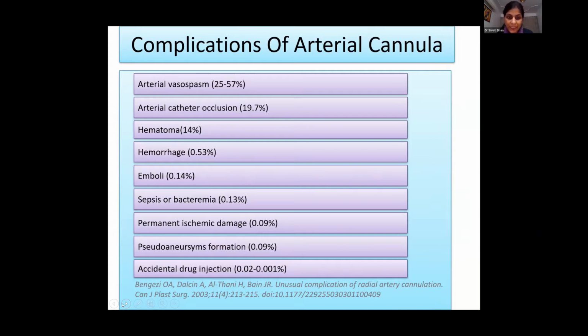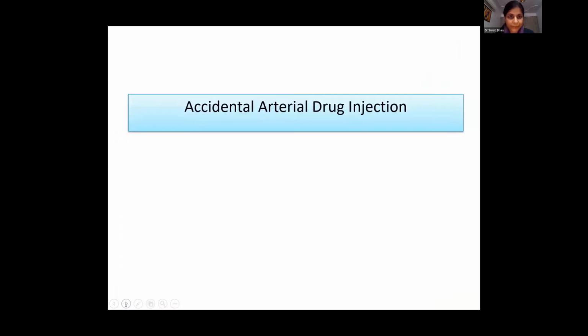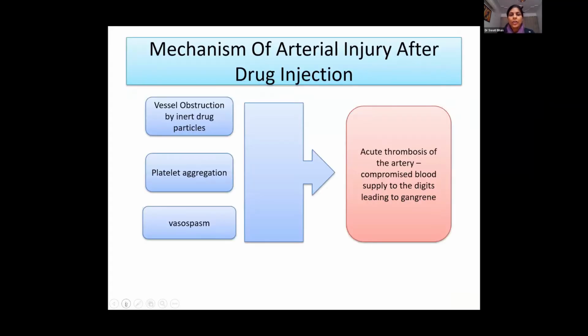However, the deadliest complication, the incidence is very low, about 0.02 to 0.001%, but it is the deadliest: that is the accidental drug injection. Now, what do we do in case we have an accidental arterial drug injection? So first we have to understand what is the mechanism of arterial injury after drug injection.